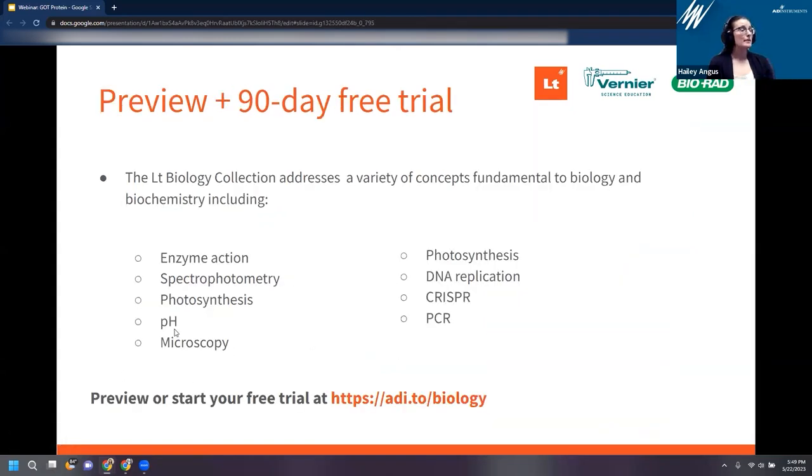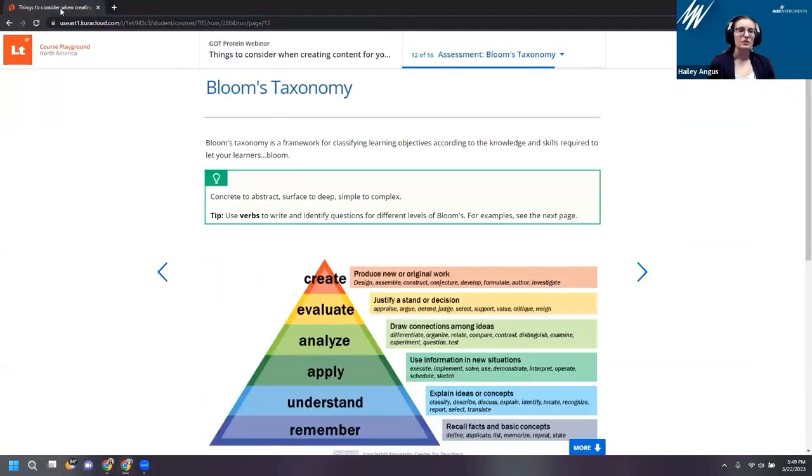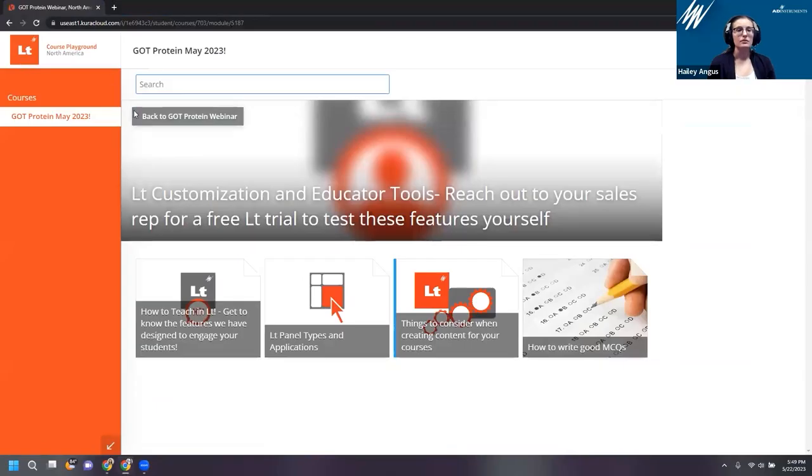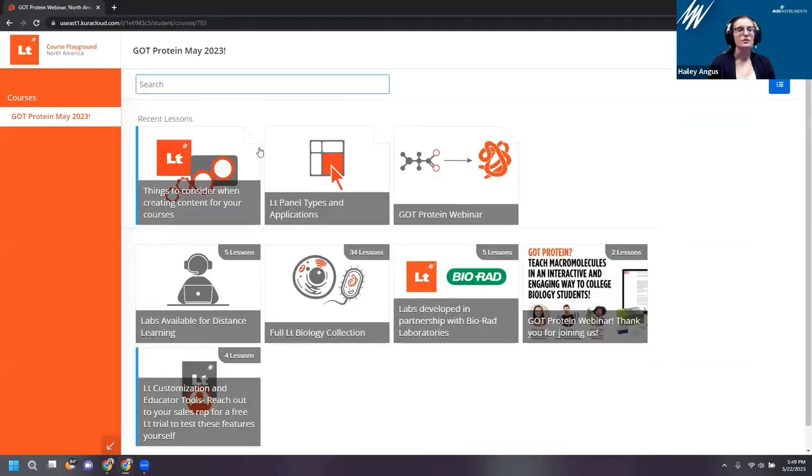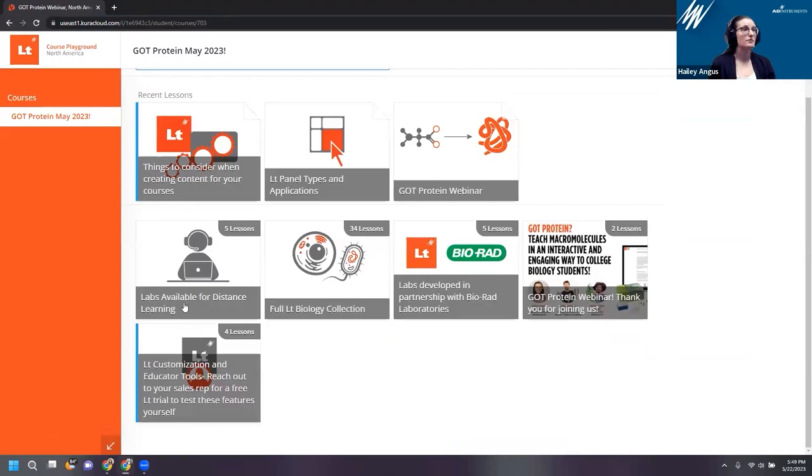But yeah, so after the webinar, you'll have access to our entire biology collection. And we might even have access now. Let's see. So if we go back to the Got Protein, you'll still have access. These are the labs that we have available for distance learning. There are 5 labs that we just took out all the live data collection components of, but they're all duplicated in the entire LT collection. And then we have 5 labs that are partnered with Bio-Rad. So these are the labs where you're going to be able to purchase a Bio-Rad kit. And then as well as these instructor resources that we have. So again, you'll have access to this as a student for a month and a half.